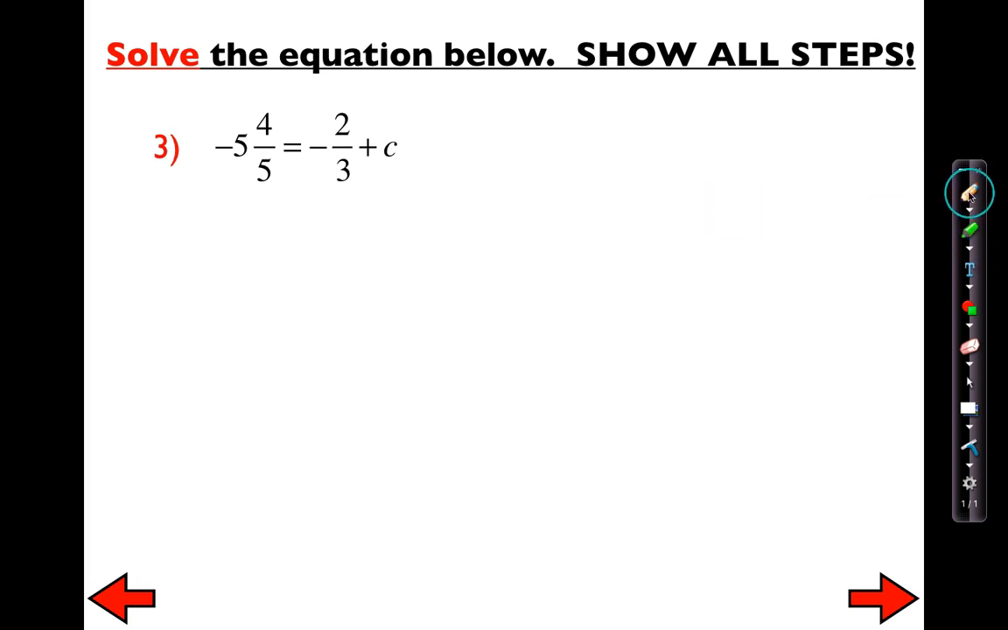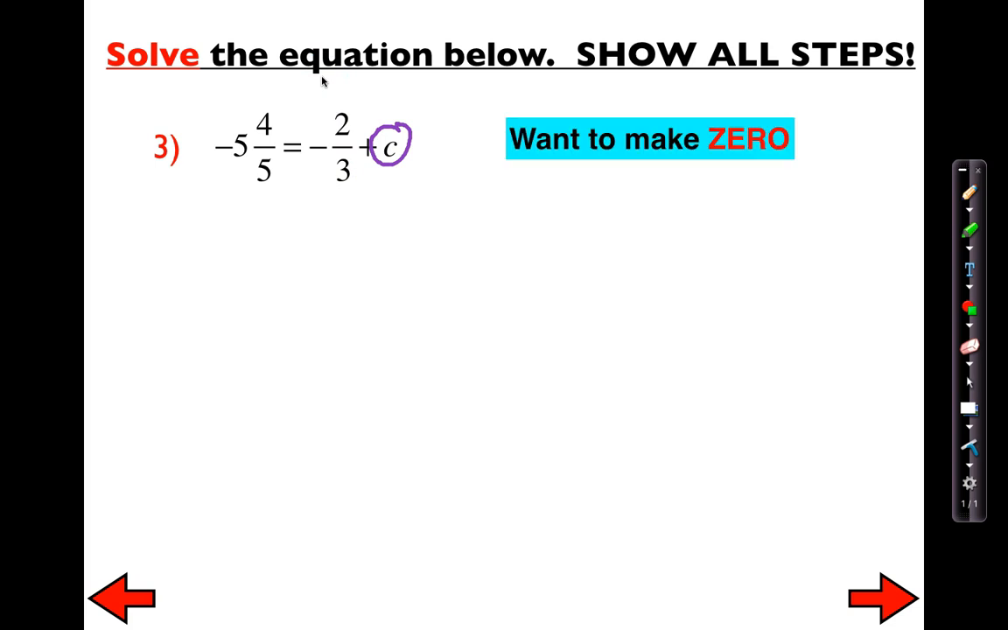Okay, so for number 3, we have negative 5 and 4/5 equals negative 2/3 plus c. Our goal is to isolate c. So what is keeping c from being isolated? This negative 2/3. So once again, in this case, we are going to use the additive inverse because we want to make a 0. How do we make 0? Well, if we have a negative 2/3, the only way to make a 0 is to add 2/3.